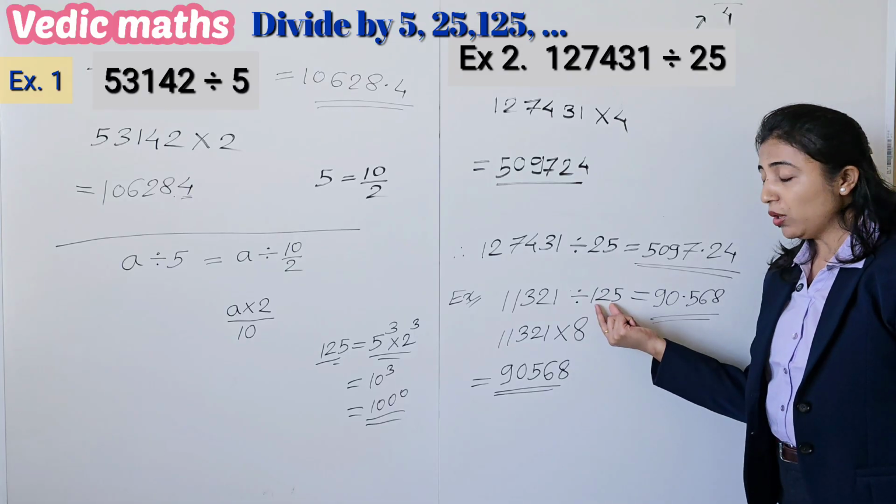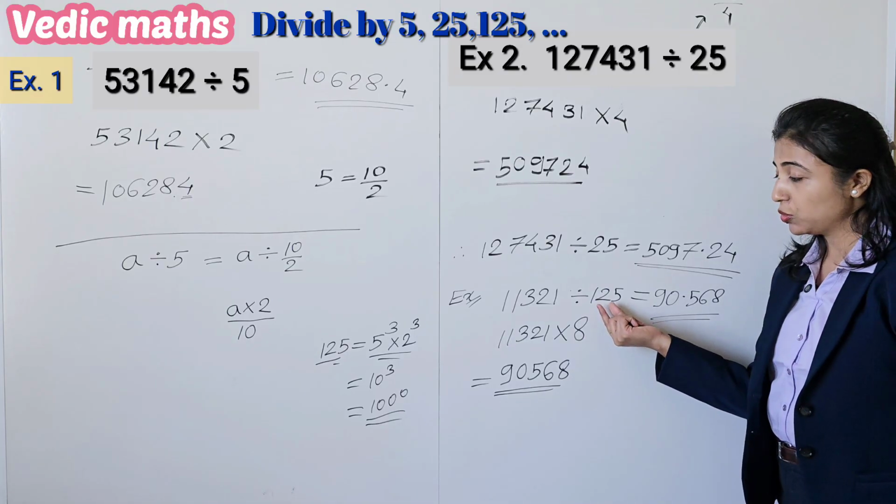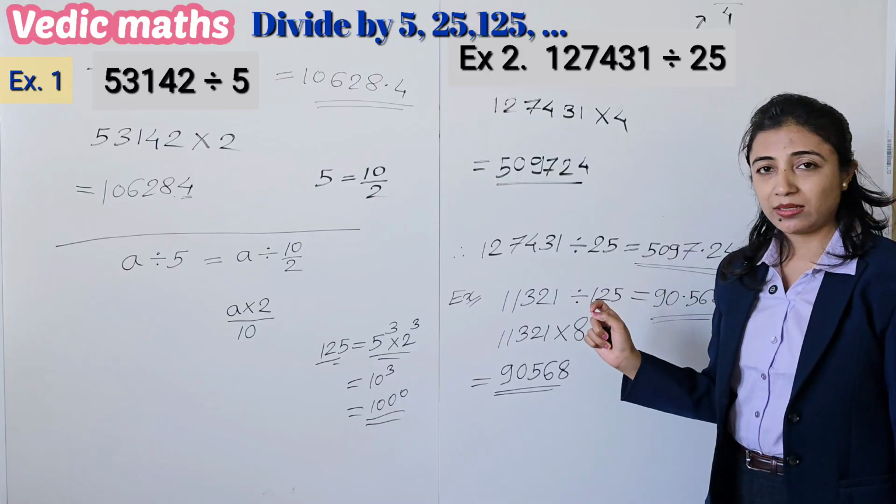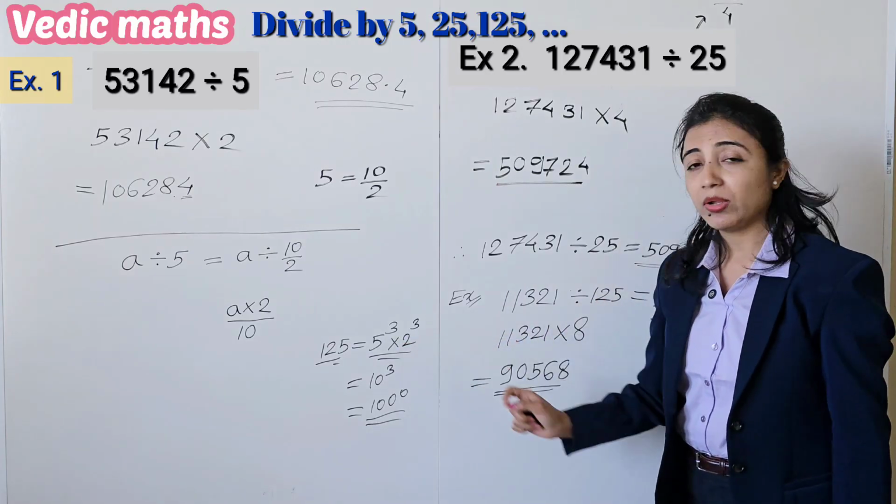Now see, we don't know the table of 125. So obviously this method is very simple, and this is a particular method when we are dividing by powers of 5.